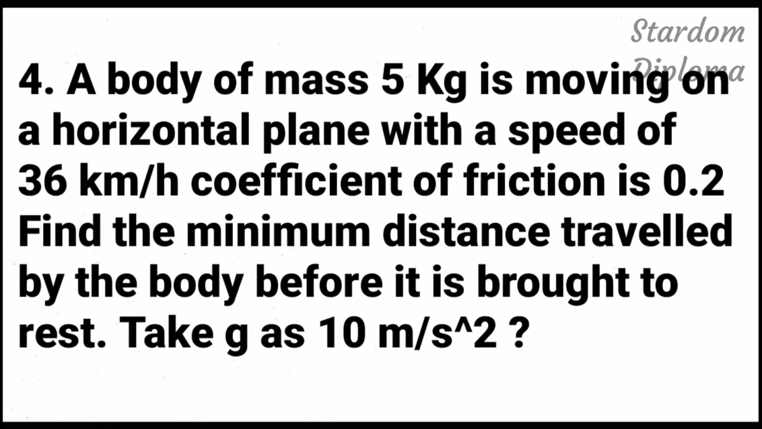Okay, a body of mass 5 kg is moving on a horizontal plane with a speed of 36 km per hour. The coefficient of friction between the body and the plane is 0.2. Find the minimum distance travelled by the body before it is brought to rest. Acceleration due to gravity is given as 10 meter per second square.